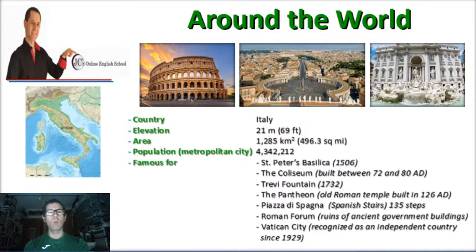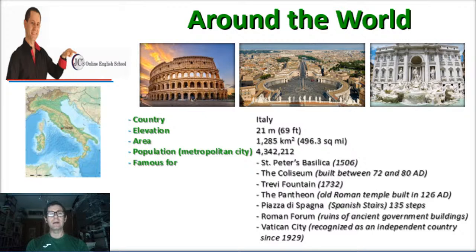The area is 1,285 square kilometers or 496.3 square miles. Now population, all over Rome, is a little over 4 million people, 4.3. So close to 4.5, close, but not yet. Now, what is Rome famous for? A million things, same as Paris. I selected just a few because Rome is big and it has a million things.